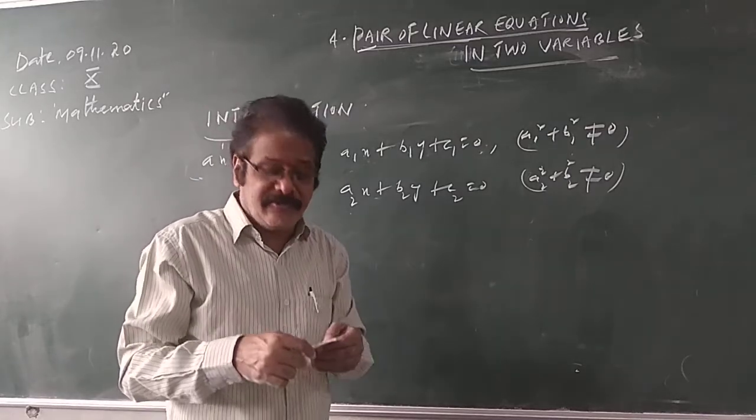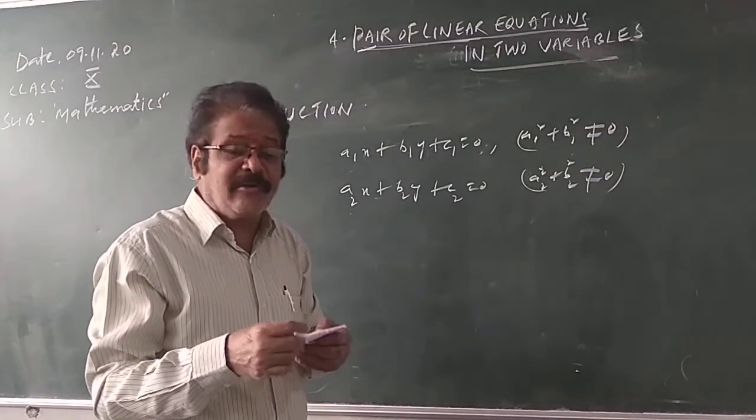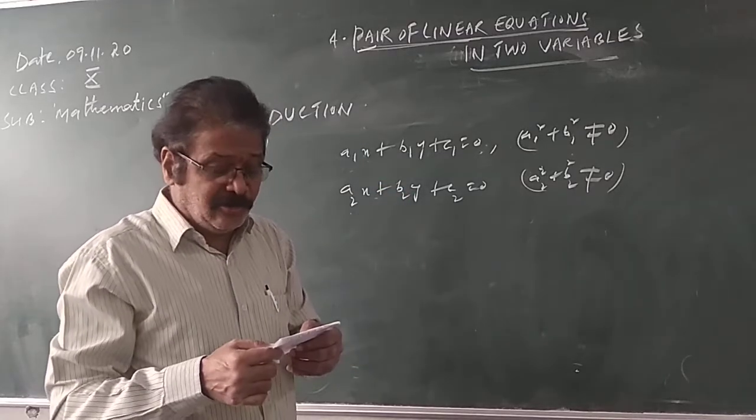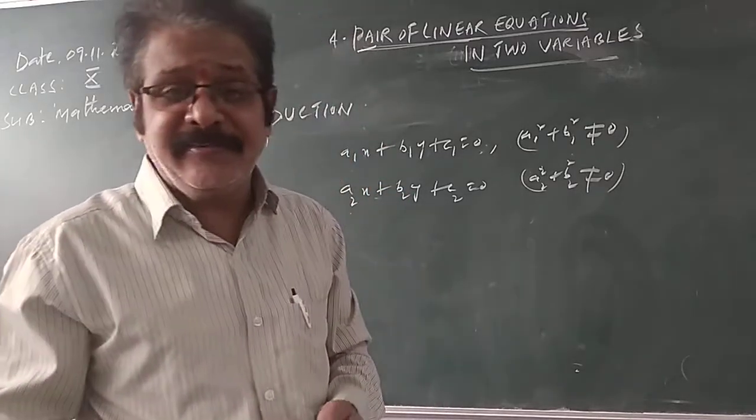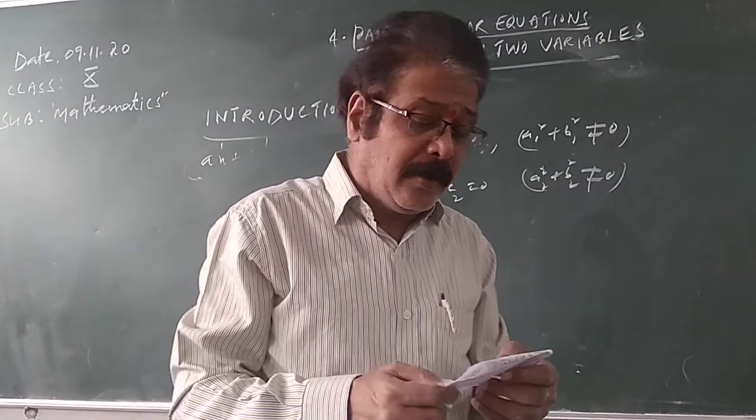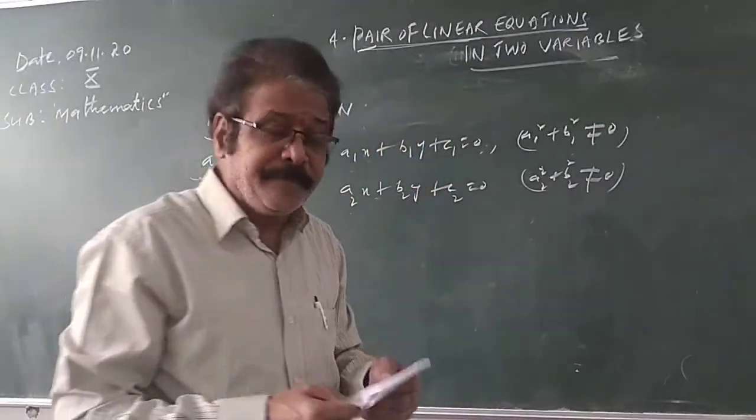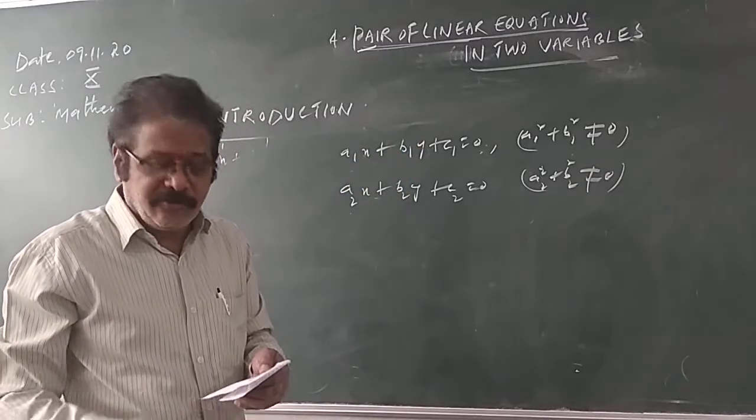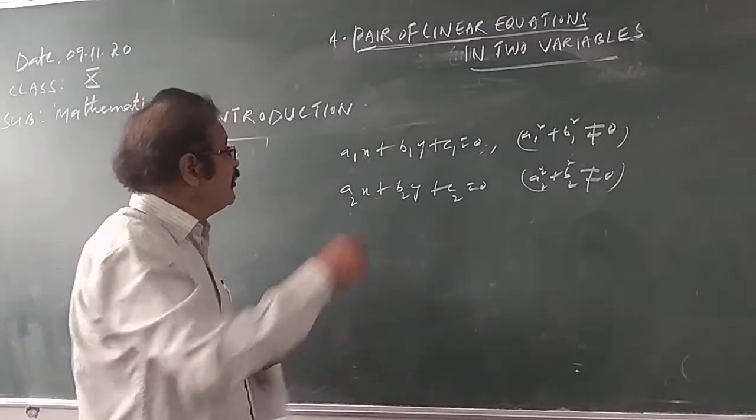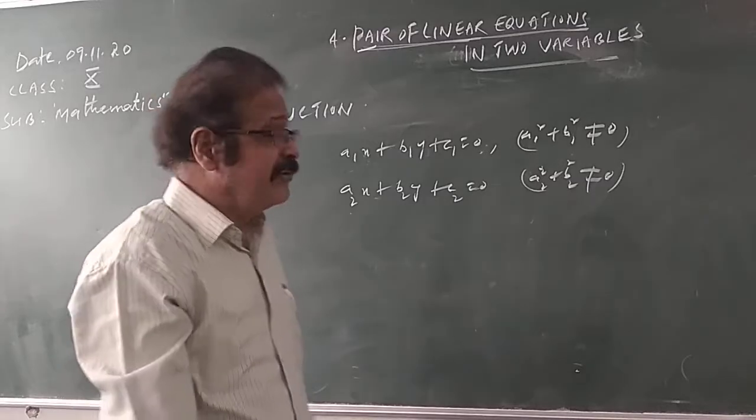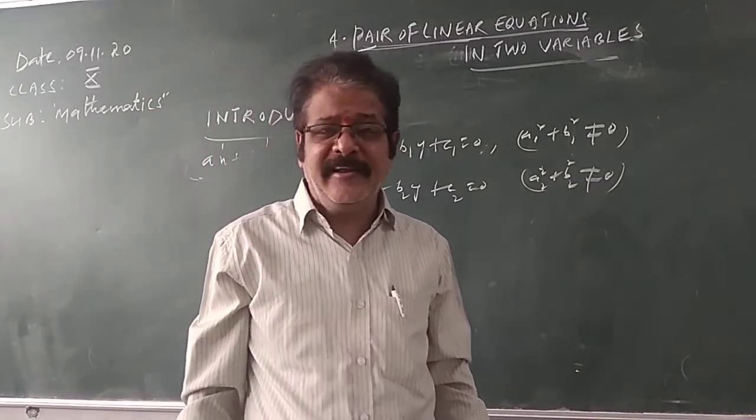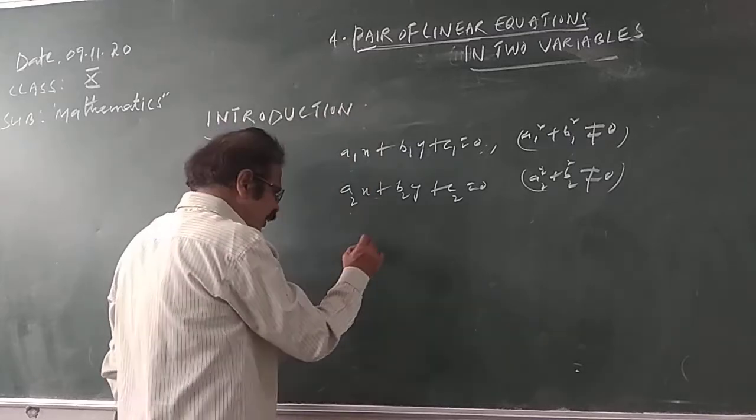The pair of values of variables x and y which together satisfy each one of the equations is called the solution for the pair of linear equations. What is the solution for the pair of linear equations? The values which satisfy the pair of linear equations are called the solution. So our topic is pair of linear equations in two variables. I hope you clearly understood. You can take an example.